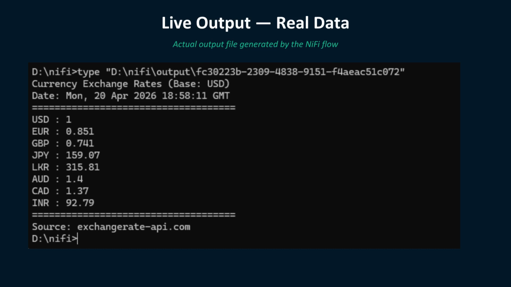This is the actual content of one of the saved files. You can clearly see the formatted exchange rates in USD, EUR, LKR, and more, along with the date and the source. So this data was fetched live from the internet and then transformed and saved automatically by the flow.